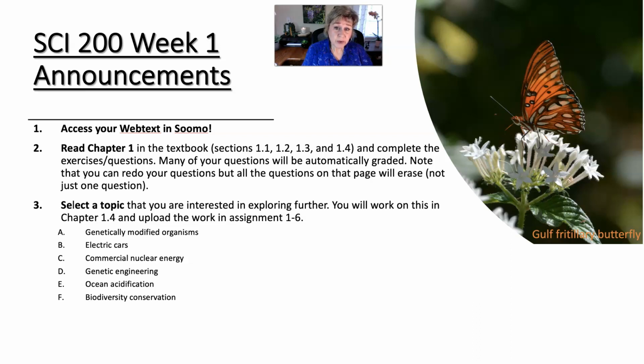So read through chapter 1. It's all about the natural sciences. It explains the different ones from physics to biology to environmental science, etc. It tells you how science is done, which we are going to talk about quite a bit this term. And it will give you a selection of topics for you to cover in a term-long project.